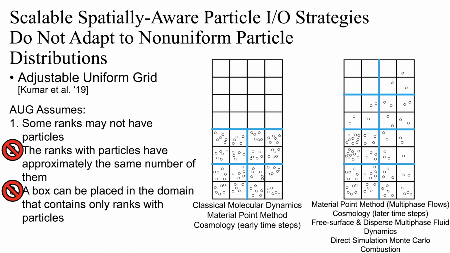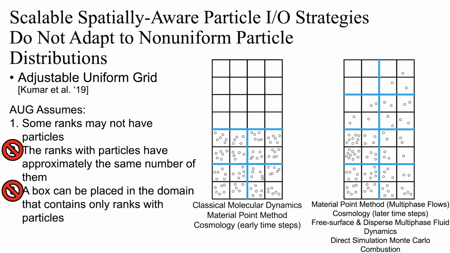However, it doesn't hold for a large class of simulations that have non-uniform particle distributions like those shown on the right. These distributions violate assumptions 2 and 3. So the ranks with particles do not have approximately the same number. They're highly non-uniform in their distribution, and it's not possible to place a box that contains only these ranks.